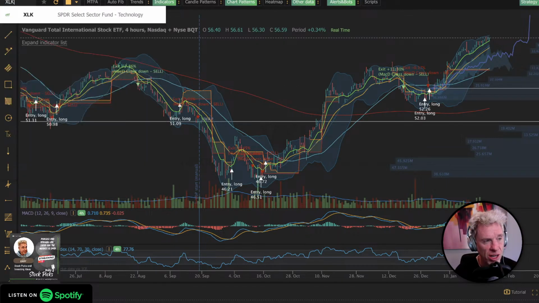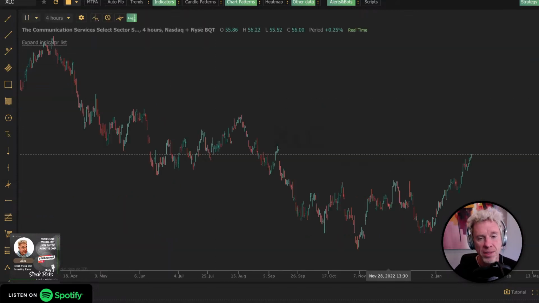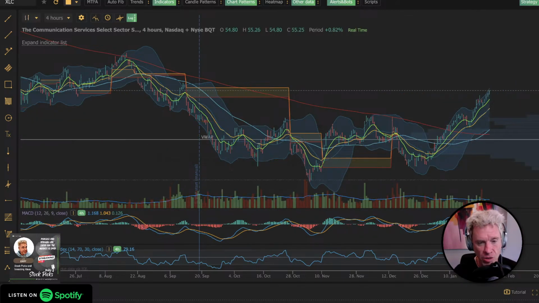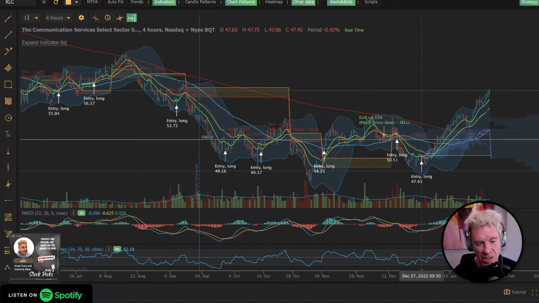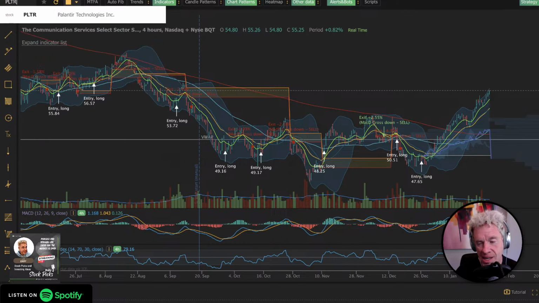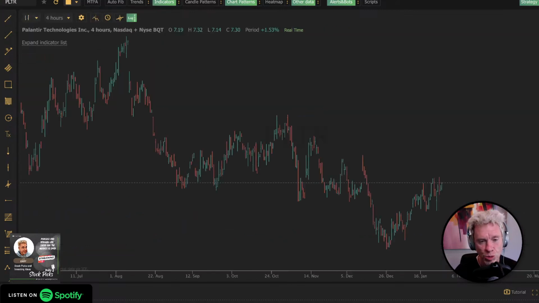Another sector, a Spider sector, XLC, the communication services. This one crossed up. It's a secondary cross up. The initial cross up was back here on December 27th at 47. The secondary cross up, you're trading at 53 or 55. 5% gain a day.